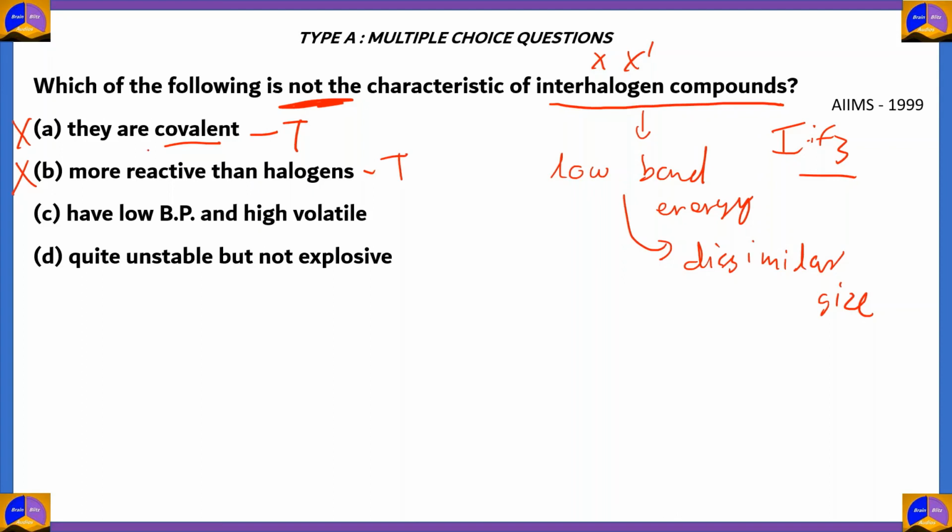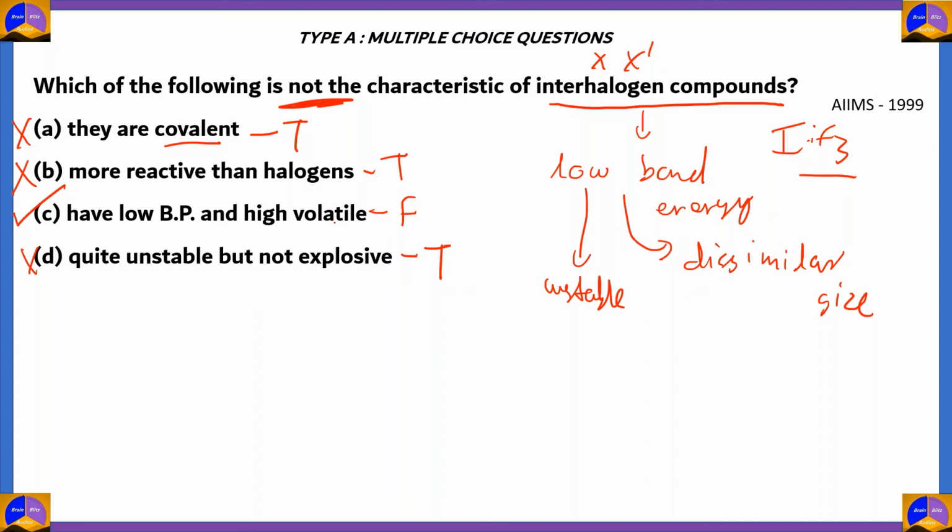What about statement D? Quite unstable, but not explosive. Well, we know that interhalogen compounds have low bond energy, so therefore they have to be unstable because their bond can be easily broken. So therefore, option D is also true, which makes the option incorrect. The right answer is option C, have low boiling point and highly volatile.